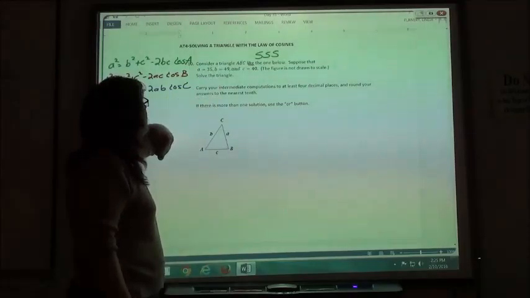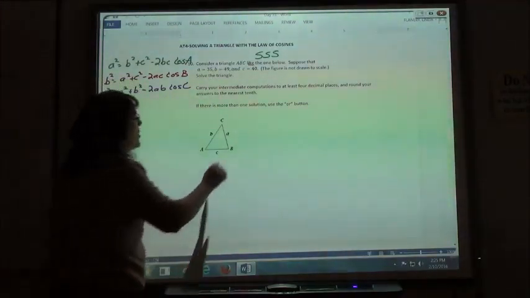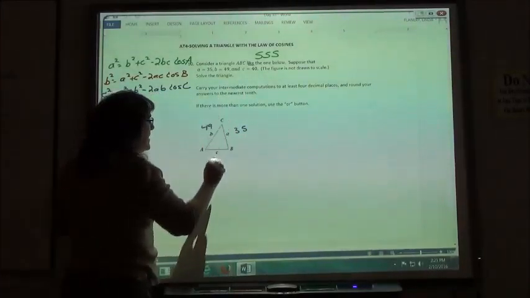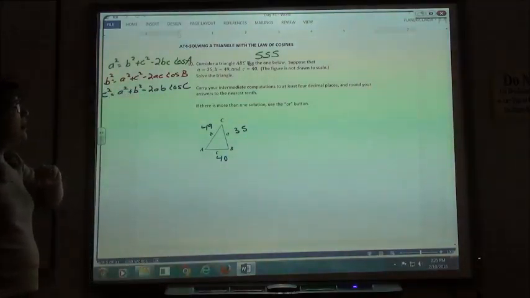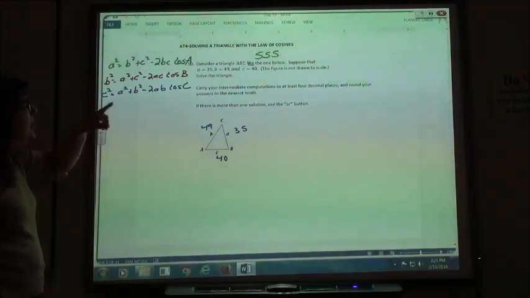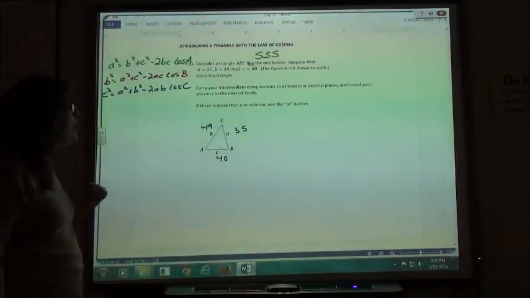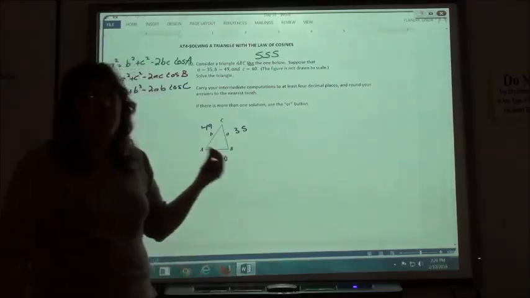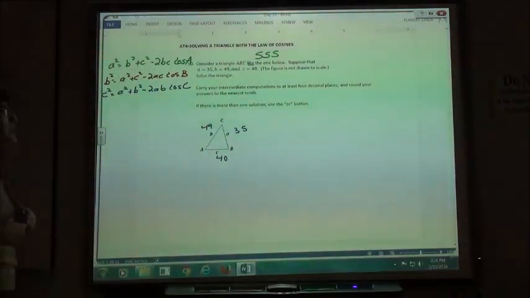So for this one, it says, consider the triangle ABC like the one below. Suppose that a is 35, b is 49, and c is 40. Solve my triangle. In other words, find what angle A is, angle B is, and angle C is. Carry your intermediate computations to at least 4 decimal places. Round your answer to the nearest tenth. So if we learned a lesson from the other day, make sure you carry out your decimal far enough so you don't get a rounding error on your answer.